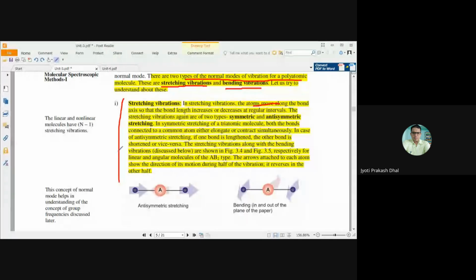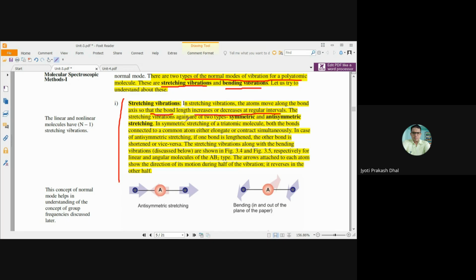First we'll discuss the two normal modes of vibration. The two normal modes of vibration are stretching vibrations, or stretching vibrational modes, and the second is bending vibration, or bending vibrational modes. First we will discuss the stretching vibrations. In the stretching vibration, the atoms move along the bond axis so that the bond length will increase or decrease at a regular interval.